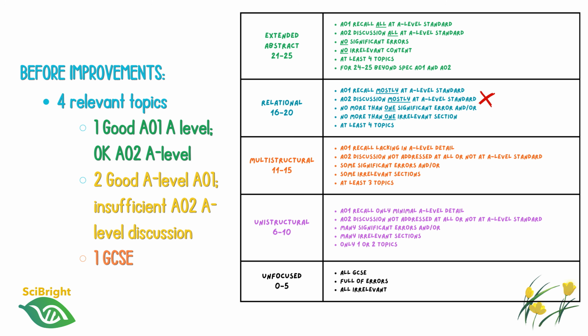If we compare this to our banding descriptors, we cannot say our AO2 is discussed mostly at A level. So we cannot put this essay in the relational band. So we are capped at 15. To place it within the multistructural band, let's see which points it meets.